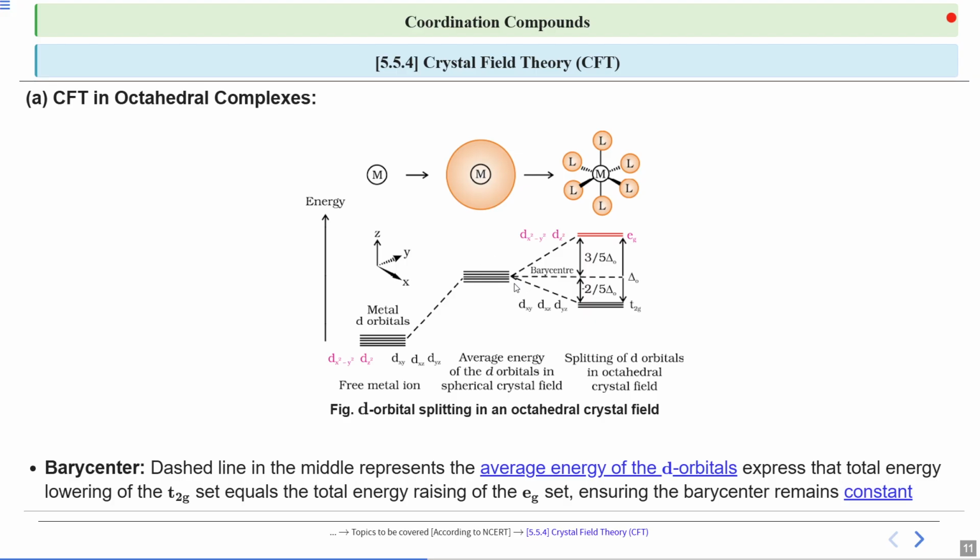So when the energy is raised but the bond has not been formed, we get the average energy of d orbitals, and when the ligands come closer to the metal, the splitting of d orbitals happens. But here a dash line is present from this average energy of the d orbital to the splitting of the d orbitals. This dash line represents the barycenter, which expresses that the total energy lowering of the T2G set equals the total energy raising of the EG set, ensuring that the barycenter remains constant. So this is the concept behind the barycenter.